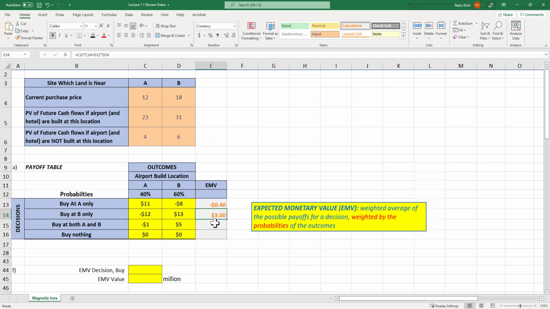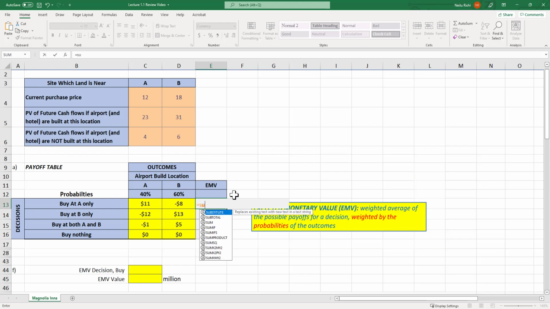Now, one thing to note is that I keep multiplying the values in A by 40% and the values in B by 60%. I could lock in those references, so I could apply dollar signs to those percent values, which would have been the C12 and the D12, and drag this down. But an even quicker trick in Excel is to do the SUMPRODUCT.